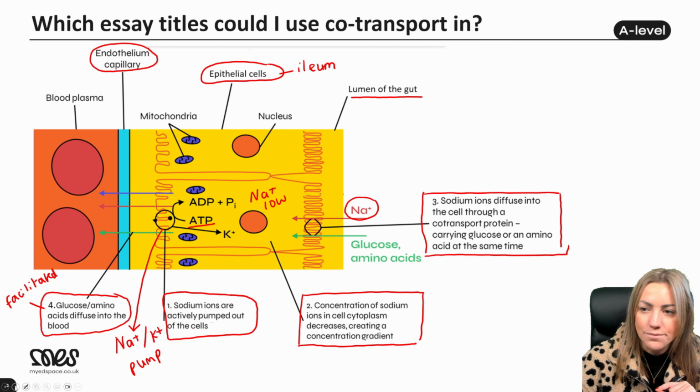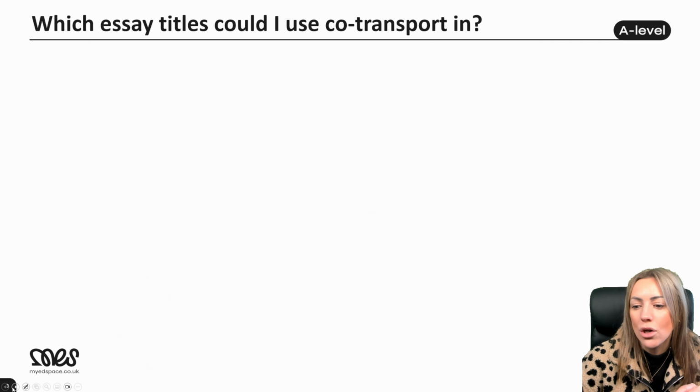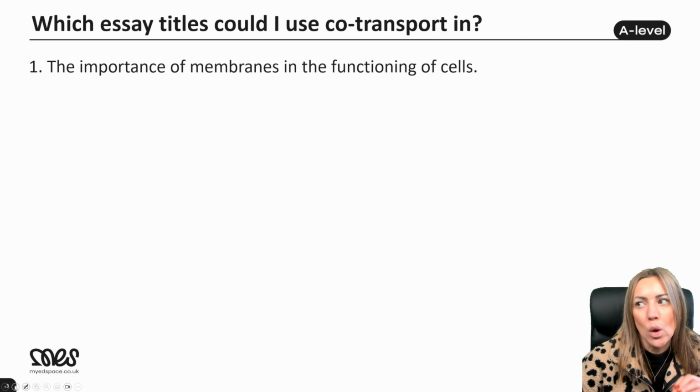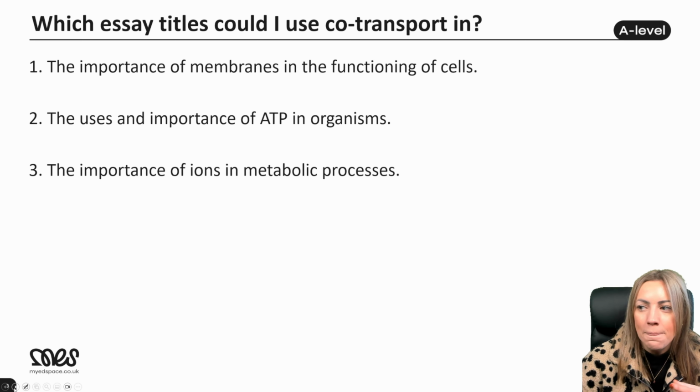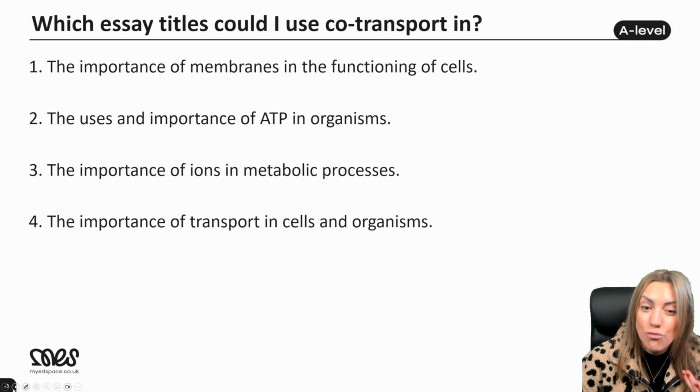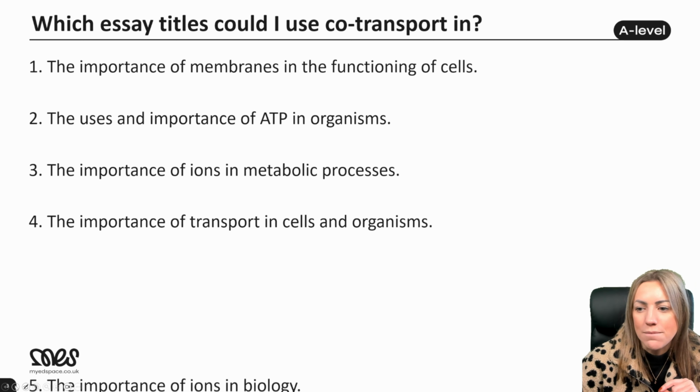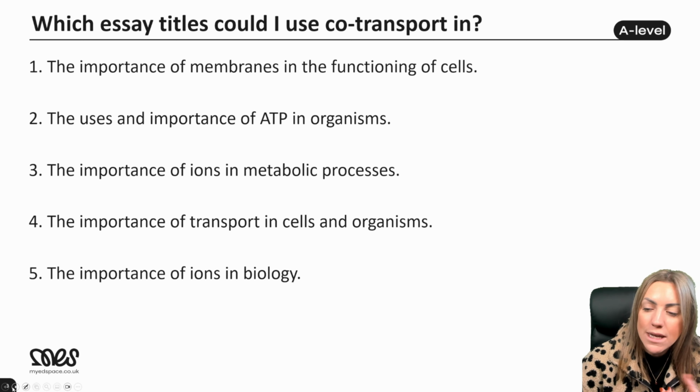So let's have a look now at some essay titles that you could use your co-transport knowledge in. Essay title 1, the importance of membranes in the functioning of cells. Essay title 2, the uses and importance of ATP in organisms or living things. Number 3, which is maybe the most obvious one, the importance of ions in metabolic processes. Number 4, the importance of transport in cells and organisms. And number 5, which is quite similar to number 3, just the importance of ions in biology, because obviously we can focus on those sodium ions.